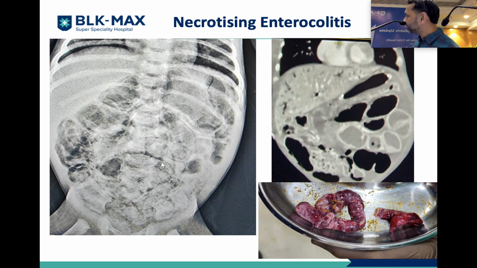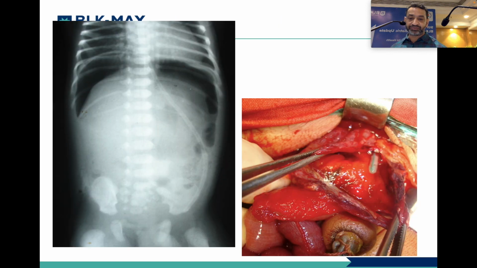Again, there is extraluminal air here, and this child, who was around 3 months old, presented with severe gastroenteritis with septic shock. When we did the X-ray, there was air seen in the intramural part of the intestine, and when we did the CT scan to confirm this diagnosis, you can see here that the air is lying in the intramural part, with air also seen within the liver in the portal vein. So again, this is a very grave situation, and the child required excision of the ischemic intestine.